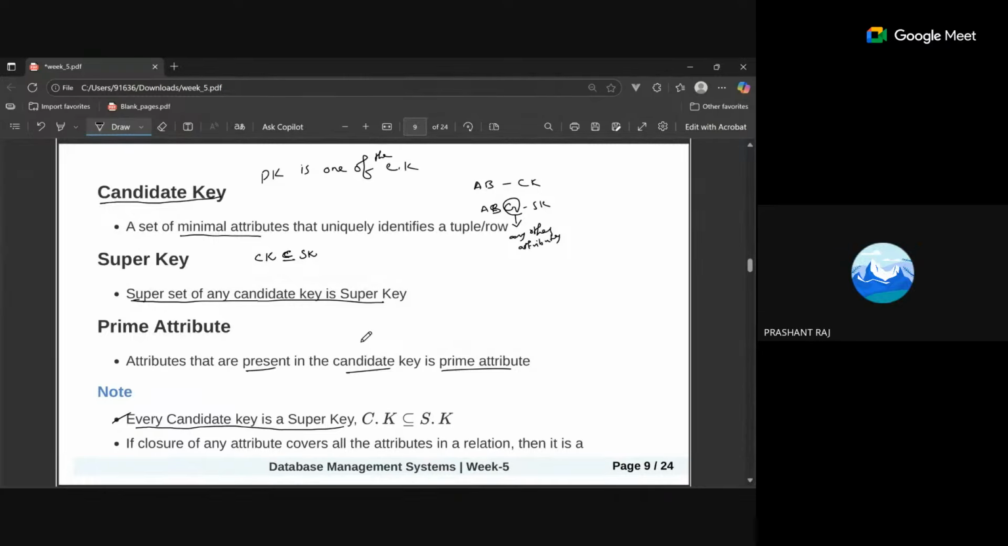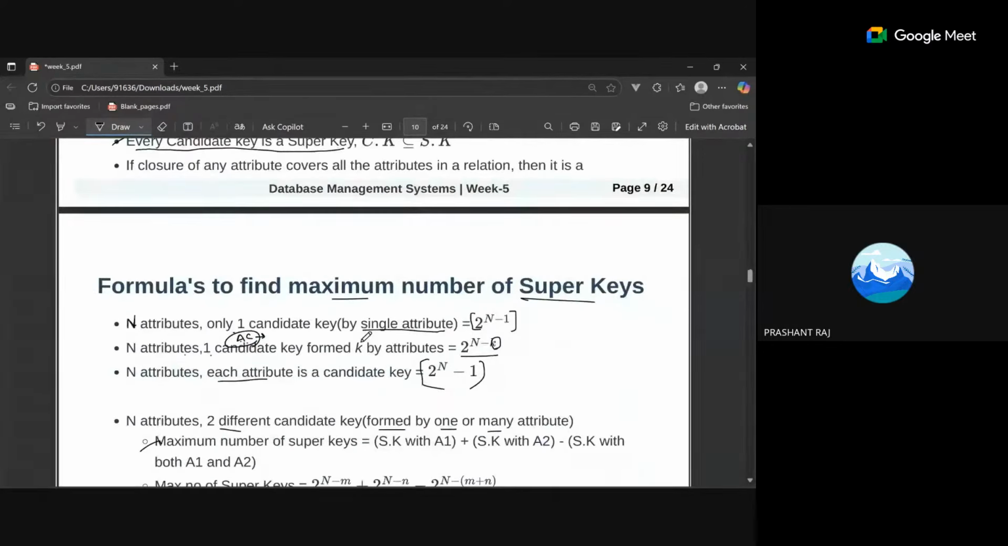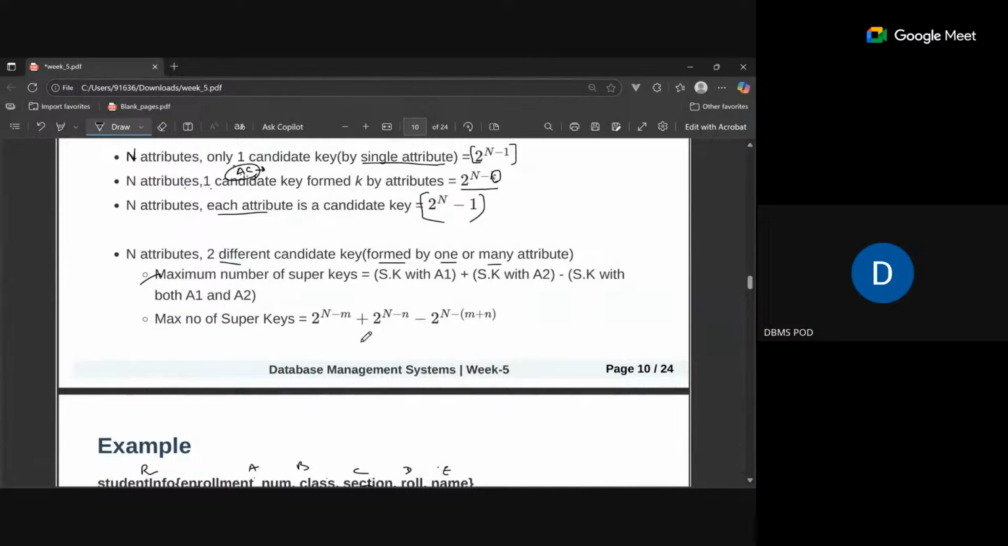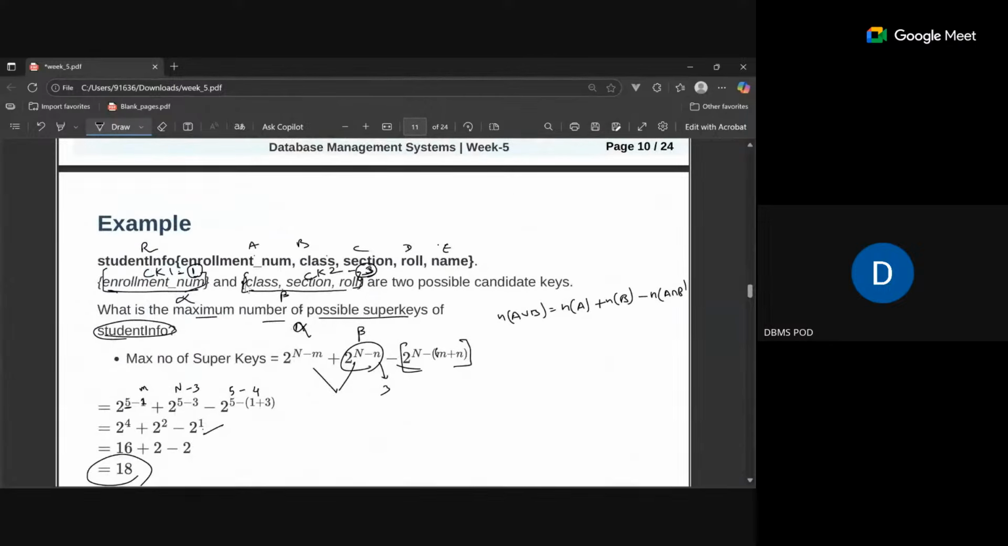Sir, can you repeat that M and N part? How we calculated M and N? M and N is simple, right? Whatever candidate key you have, how many attributes are there, that determines M and N. In this case, M is equal to 1 because this has 1 attribute. Here, N is equal to 3 because this candidate key has 3 attributes.